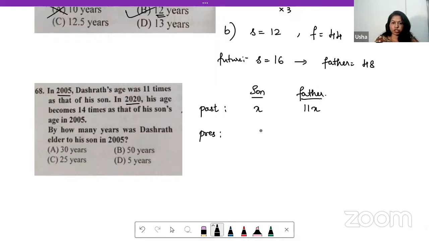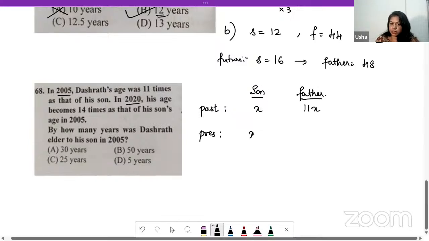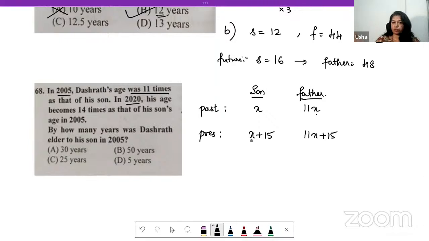Yes, correct. Venkatesh, correct. There's a 15 years difference, right? In the past, if the age of the son is X, in the present it is X plus 15, right? And the father's age in the past was 11X. Now it is 11X plus 15. So this is what you have to first write. See what comparison is given. Dashrath's age is 11 times the son's age. First I wrote that. Son's age is X, father's age is 11X. Now after 15 years, for both of them, 15 years will increase. So I have added 15.